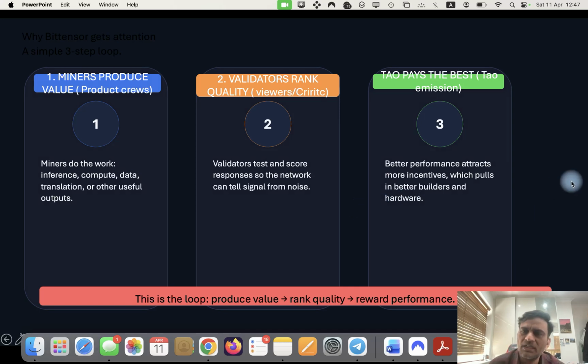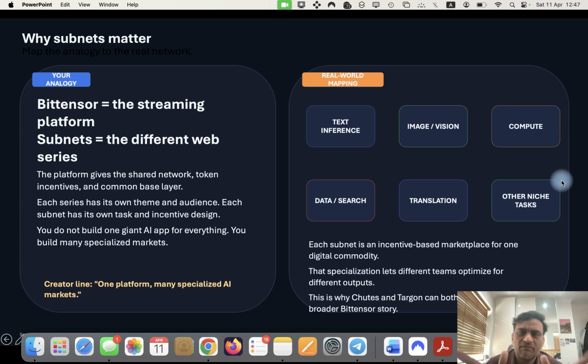Okay, now let's go to the next slide. Why do subnets matter? Again, let's understand it from the Netflix analogy: Bittensor is the streaming platform, and subnets are the different web series. Text, references, image, vision, compute: these are the different services the subnets can provide. It is also trying to modularize the whole ecosystem, meaning not one single application providing everything, right?